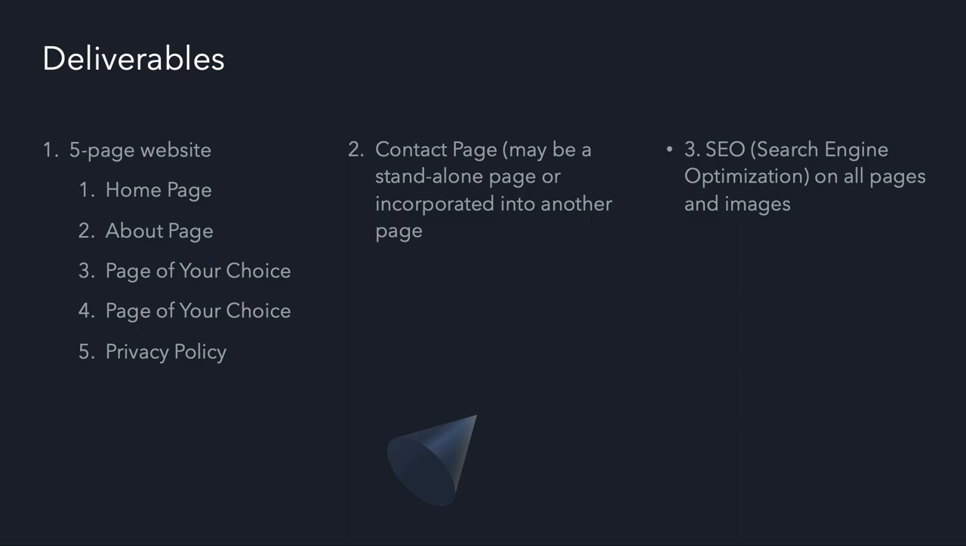And then your last page would be a privacy policy, which is legally required. A second deliverable is that somewhere in your website you need a contact page. It might be a standalone page, or it might be incorporated into another page. And third, you will have search engine optimization done. So this simply means that you have gone through the process of making sure that Google is going to be reading your website correctly and considers it to be a quality, relevant, and authoritative site that they can give to somebody who's doing a Google search. So those are the deliverables that you will have.